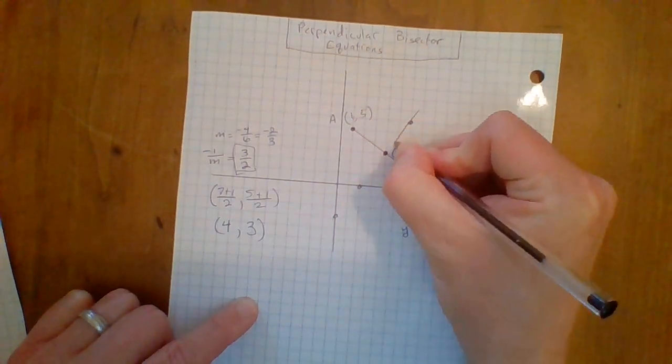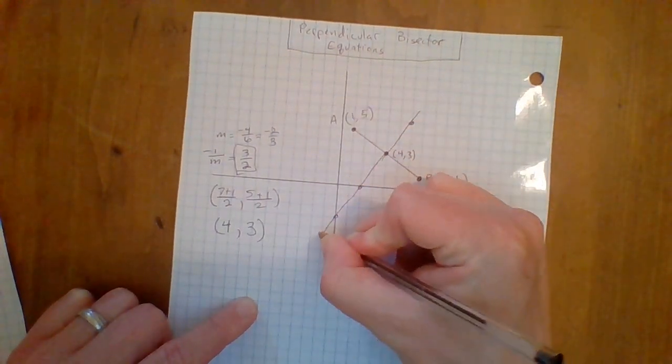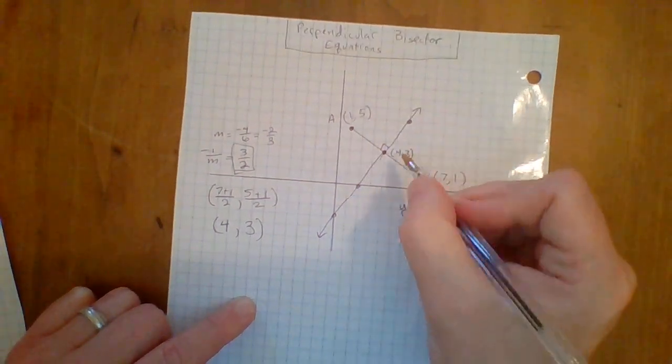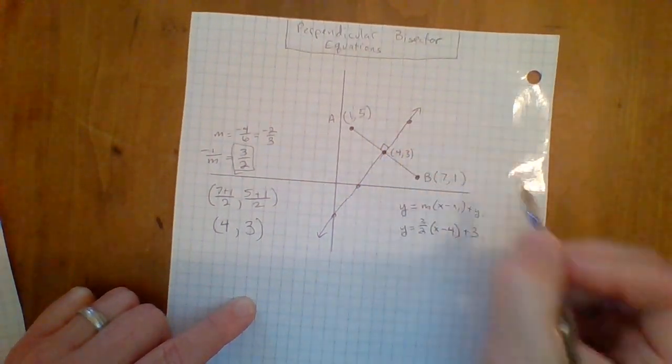And look what I get. I get a perpendicular bisector. If I had a compass, I could check it by making a football, but it makes a 90-degree angle and it goes through the midpoint.